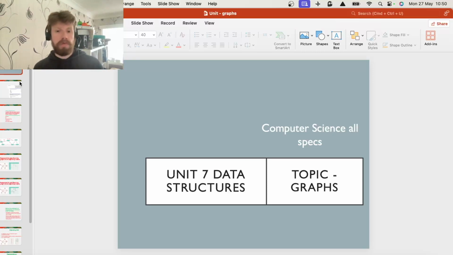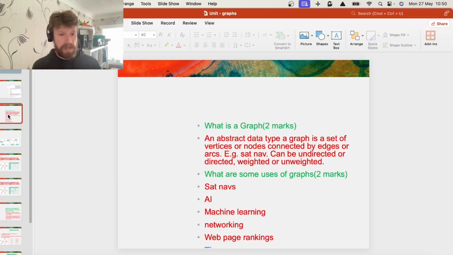Now, I've been going through with my students all to do with different data structures. So what I thought I'd do is go through each data structure. We've already done stacks, queues, and hash tables. So if you haven't seen those videos, go onto those because they are going to help you massively. And we're going to be looking at graphs today, which is relevant for all specifications.